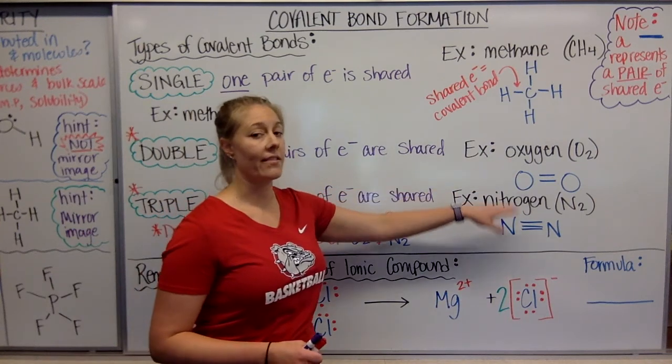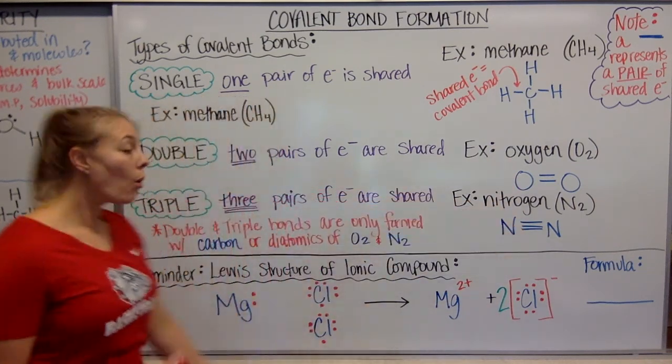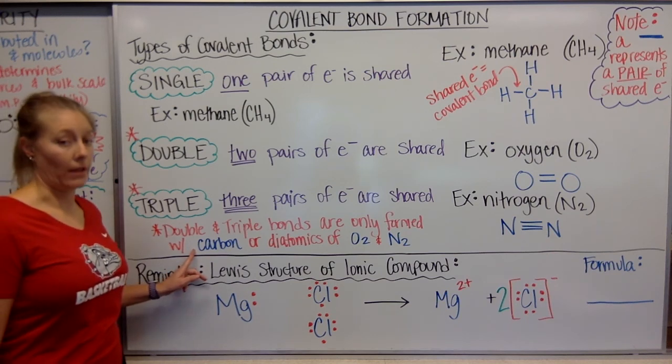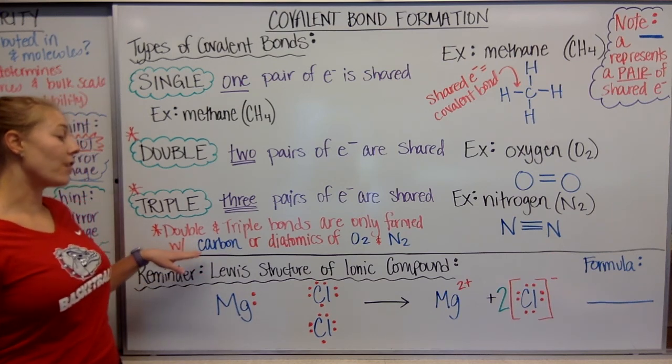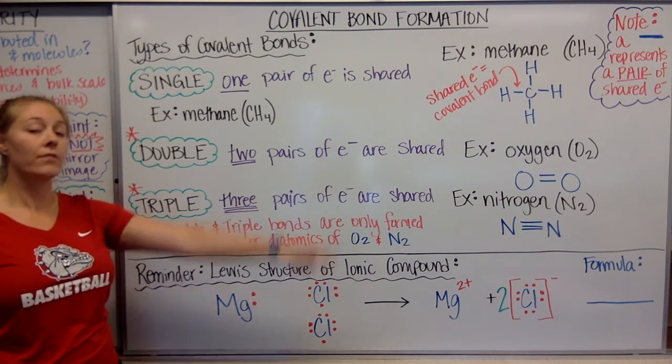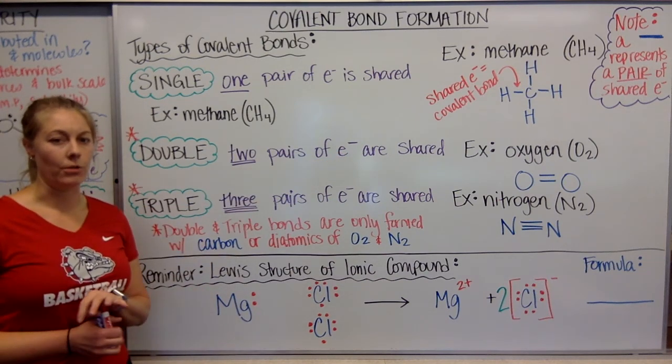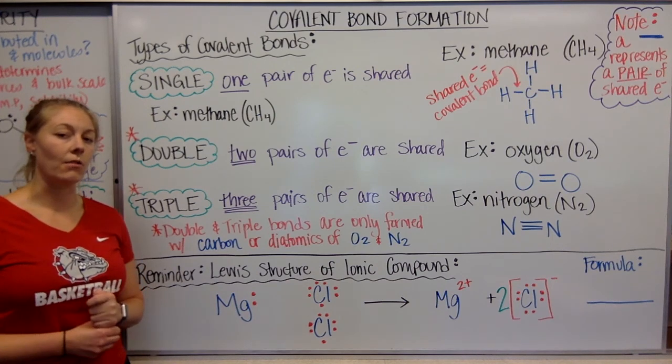Now, double and triple bonds are a little bit unique in that they're only going to form when we have diatomics of oxygen or nitrogen, or when we have carbon in the covalent compound. Okay, so it has to have carbon or diatomics of either of those 2 for it to have the possibility of having a double or triple bond. That's the only time that we'll actually see those.